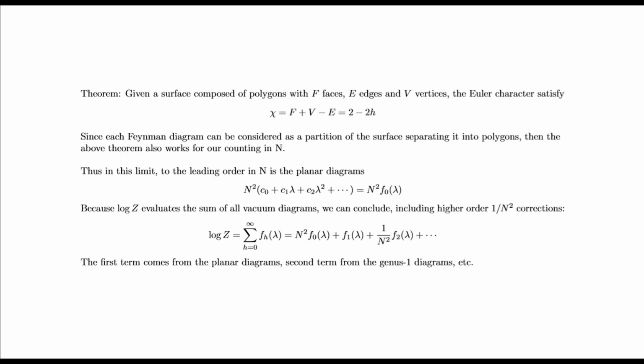In this limit, the leading order in N is the planar diagrams. Because log Z evaluates the sum of all vacuum diagrams, we can conclude, including higher order 1 per N squared corrections, that the first term comes from the planar diagrams and the second term from the genus 1 diagrams.